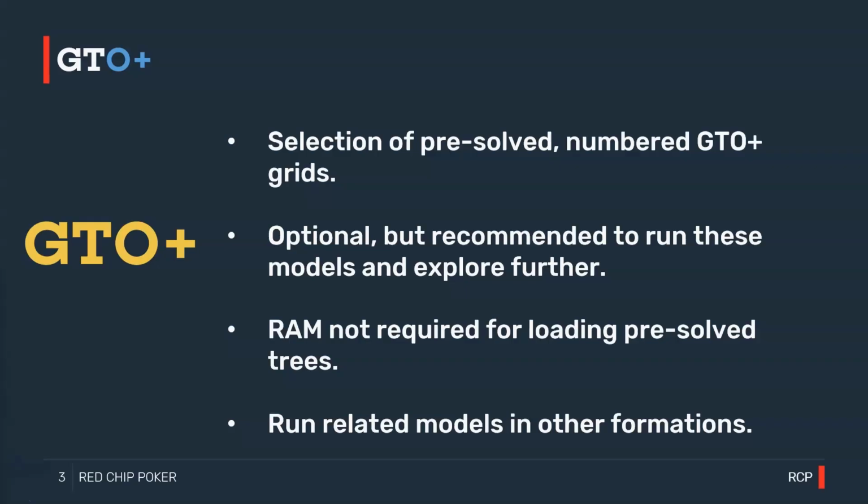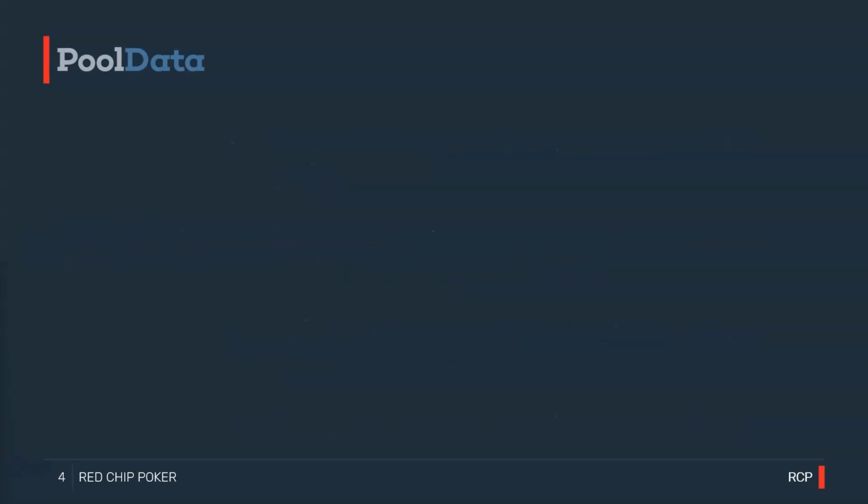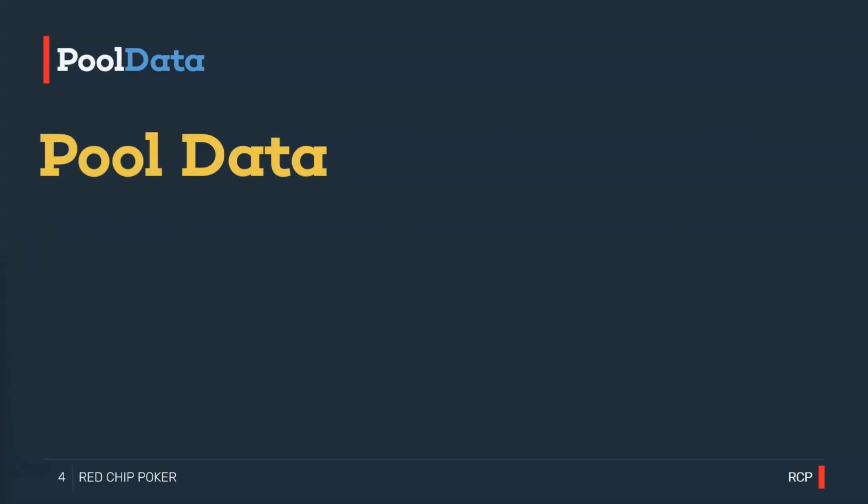We'll also be making some references to population data. So when we extract a GTO value, we might compare that to what the pool is doing in order to determine whether we should follow the GTO strategy or whether we should deviate when playing against the player pool. Now, once again, this is all completely optional.